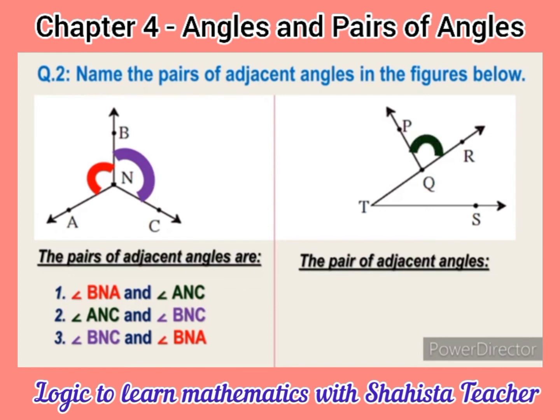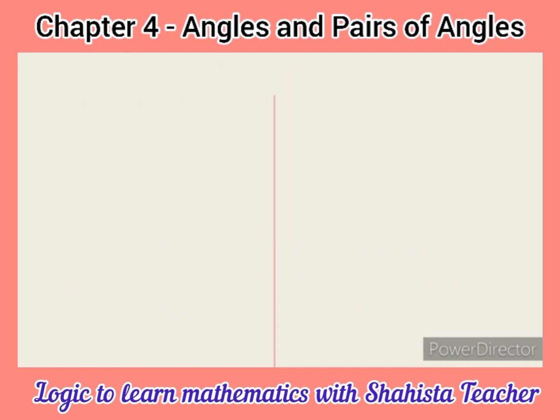Now next figure, the pair of adjacent angle. Here PQR, first one, then PQT, second one, and now here as you can see 2 angles. So angle PQR and PQT. So angle PQT and angle PQR. Okay, we have written here 2 angles. Isn't it so simple? Yes, my dear students. In this way you have to solve.